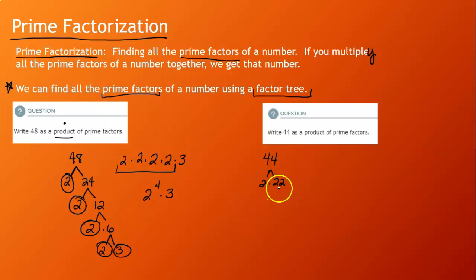All right, you should have broken that down into 2 times 22. 2 is prime, so we stop there. 22 can be broken down into 2 times 11. 2 is prime, and so is 11, because they're only divisible by 1 and themselves. So this one's a little shorter.